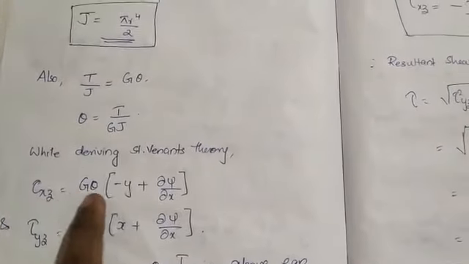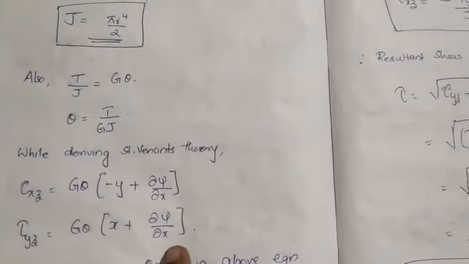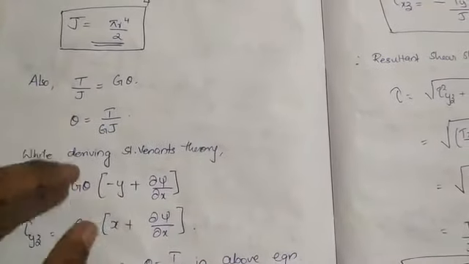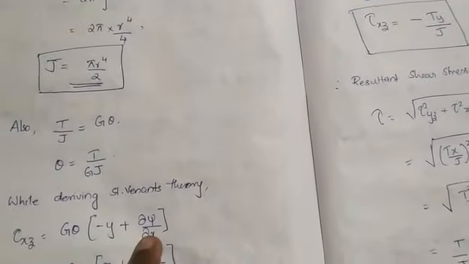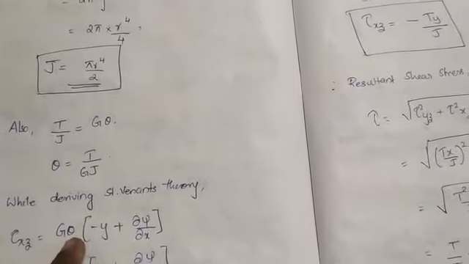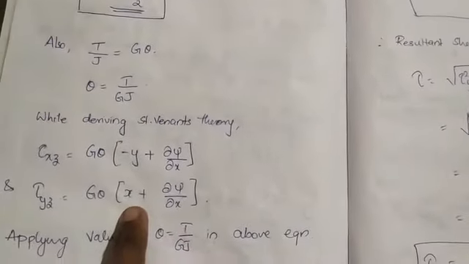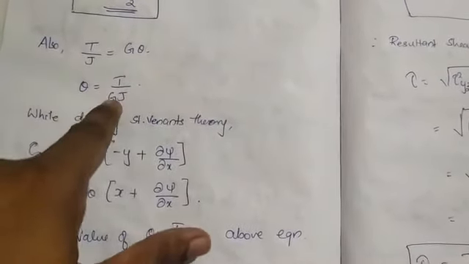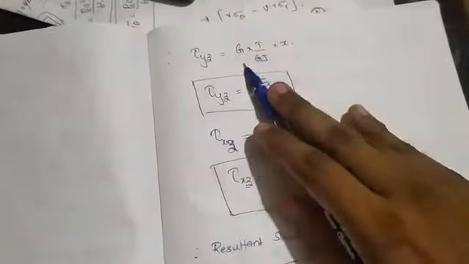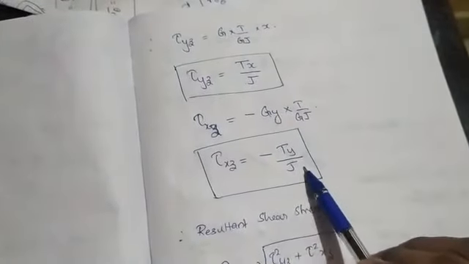Tau xz is G theta into minus y plus d psi by dy, and tau yz is G theta into x plus d psi by dx. The value of theta is put here, and d psi by dx, you know, is 0. So minus G theta y and G theta x, right? In that you put the value of theta, T by GJ. So tau yz becomes G into T by GJ into x, that is Tx by J, and tau xz is minus Ty by J.